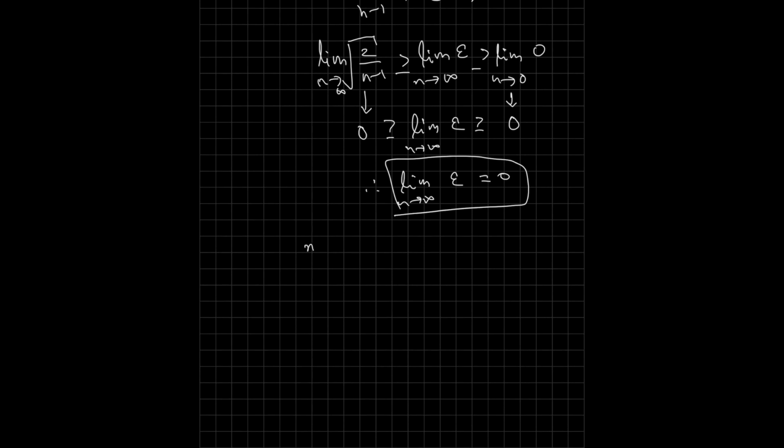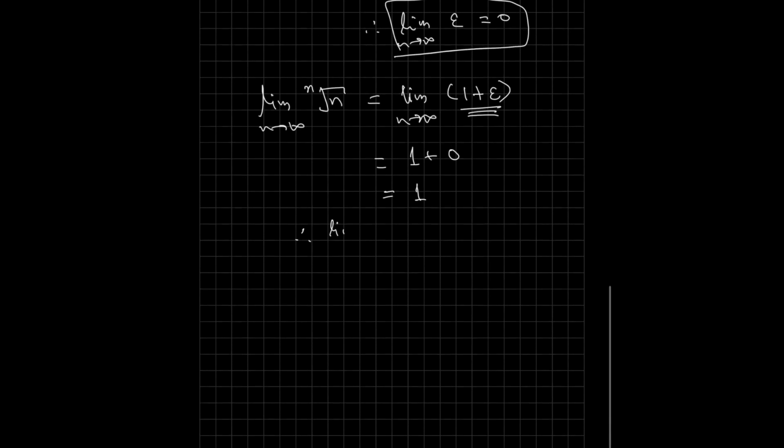And what that means for us is that the limit of the nth root of n as n approaches infinity is equal to the limit as n approaches infinity of 1 plus epsilon. And because we already know this limit here, we'll have 1 plus 0 equals 1. And therefore, the limit that we're looking for is in fact 1.